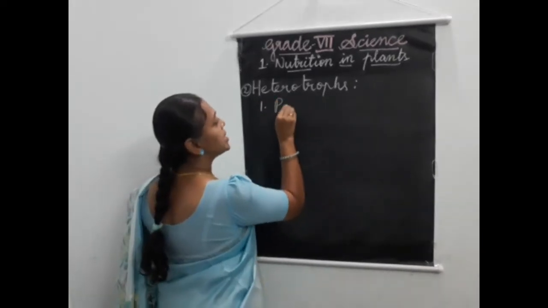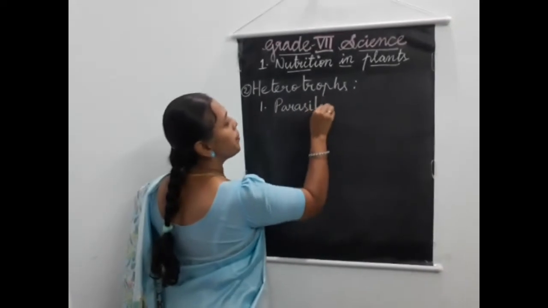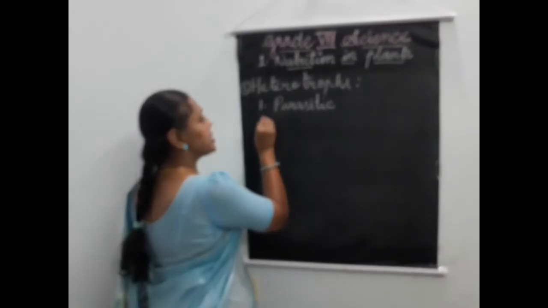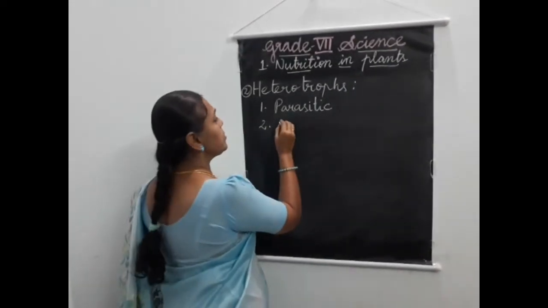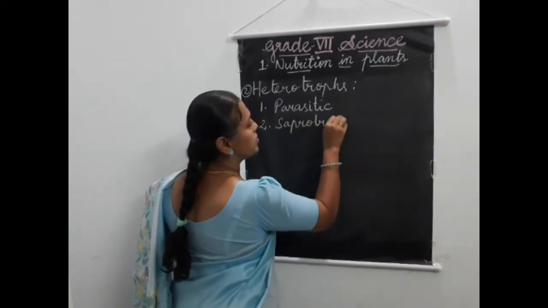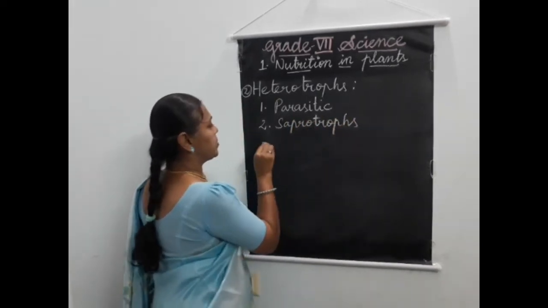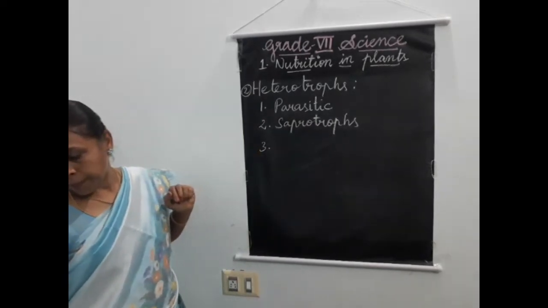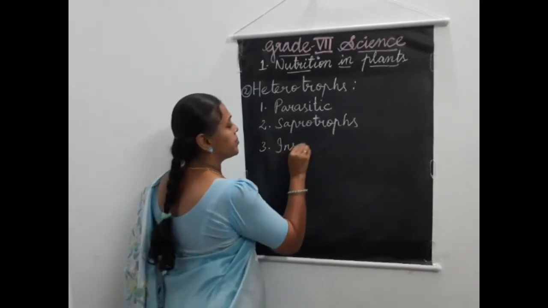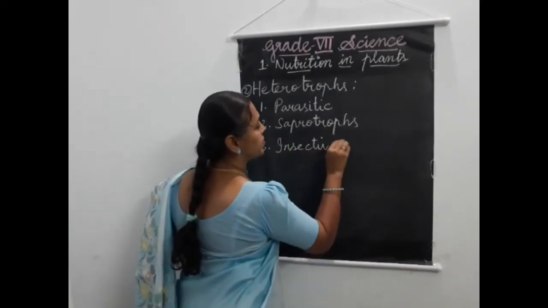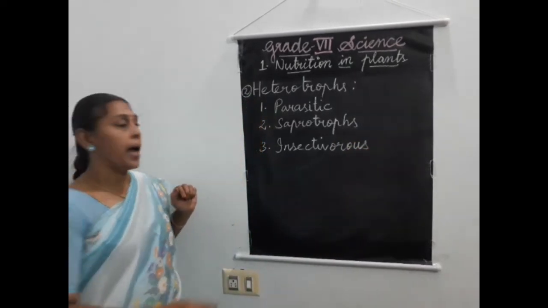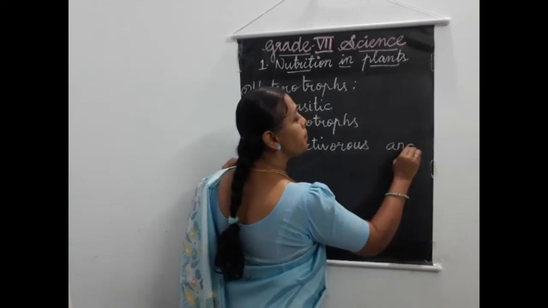One is parasitic nutrition. Second one, saprotrophs. Then insectivorous, and the last one is symbiosis.